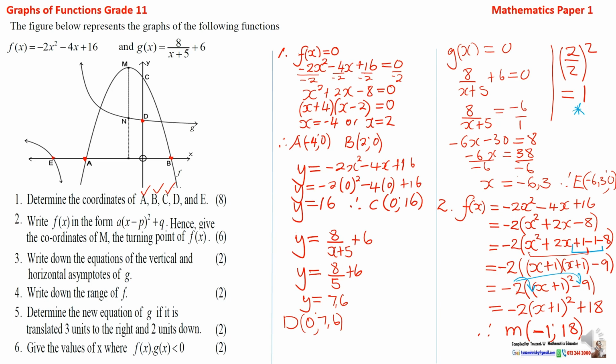So in this particular case, we have been reminded that if you are calculating the x-intercepts, you put 0 in place of y. If you are calculating the y-intercept, you put 0 in place of x. In question 2, we have just revised how to complete the square and read the coordinates of the turning point after completing the square. That's question 1 and question 2 of this whole question.